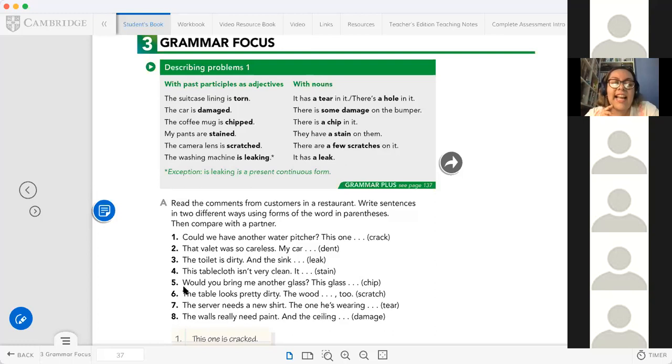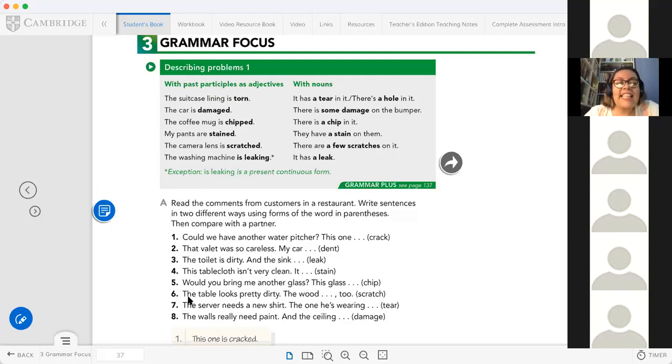Would you bring me another glass? This glass is chipped. It's chipped or has a chip. Very good. Is chipped or has a chip. Abusados con la pronunciación de los verbos regulares, ¿eh? No la estoy notando, no la estoy notando.